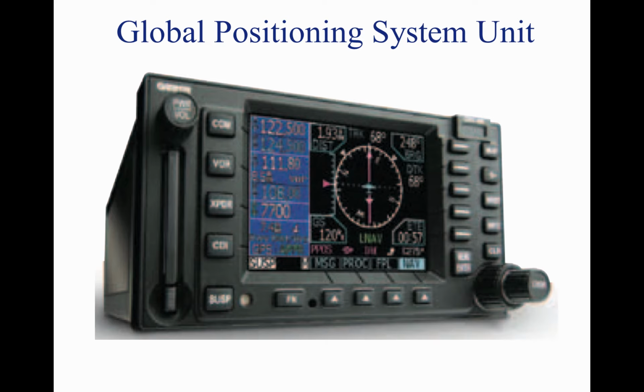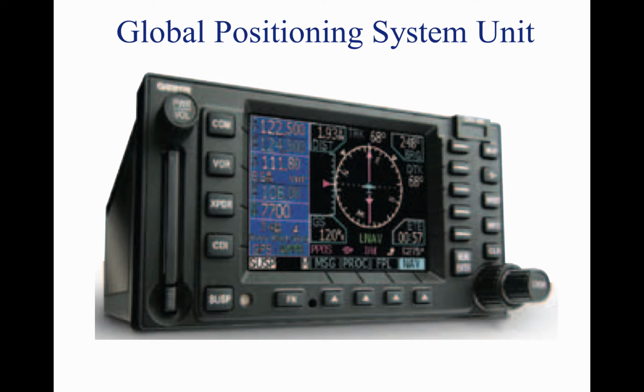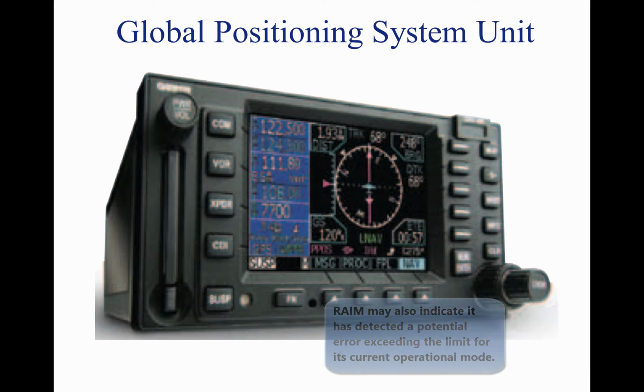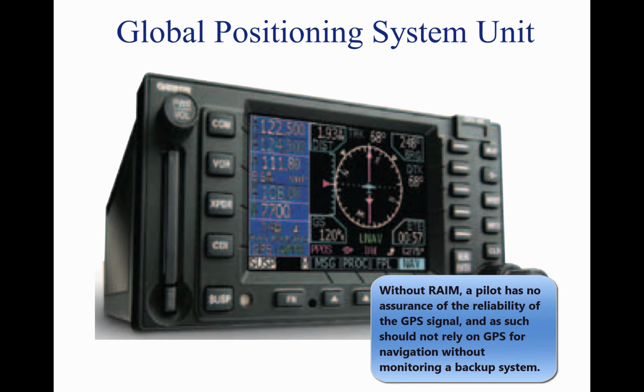Thus, RAIM needs a minimum of 5 satellites in view, or 4 satellites and a barometric altimeter, baro aiding, to detect an integrity anomaly. RAIM messages vary somewhat between receivers. However, generally there are 2 types. One type indicates that there are not enough satellites available to provide RAIM integrity monitoring, and another type indicates that the RAIM integrity monitor has detected a potential error that exceeds the limit for the current phase of flight. Without RAIM capability, the pilot has no assurance of the accuracy of the GPS position.